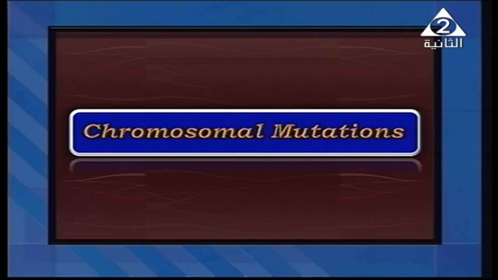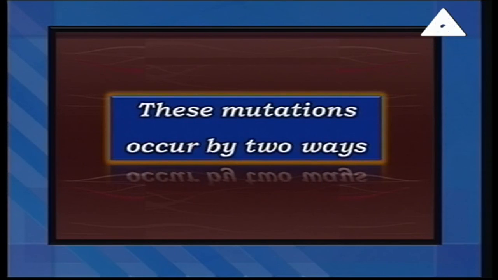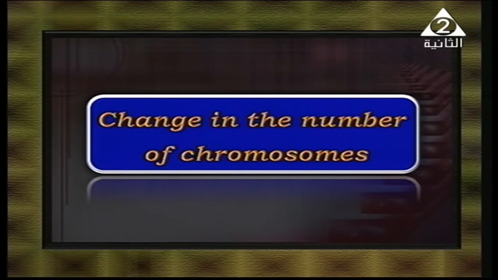The chromosomal mutations here. These mutations occur in how many ways? Two ways. They are what? Number one, there may be a change in the number of chromosomes itself. Okay, we can miss a number of chromosomes. We have 46 chromosomes in each somatic cell, and this number may be increased or decreased. And this disorder, we call it in biology what? Change in the number of chromosomes. Yes, we call it the chromosomal mutation.